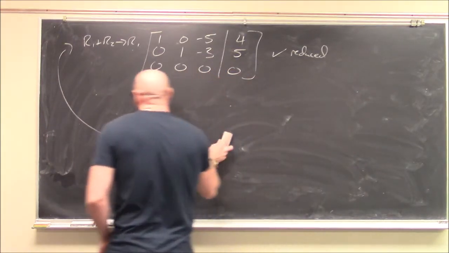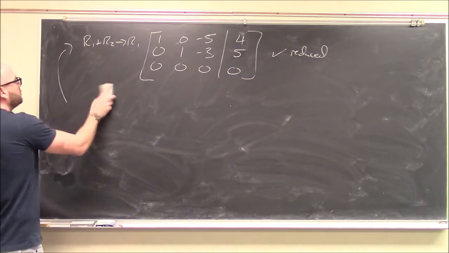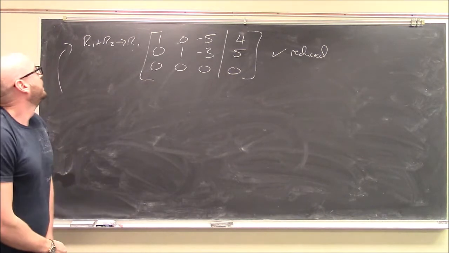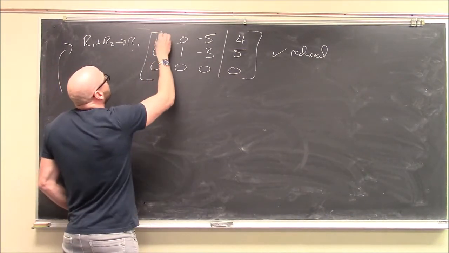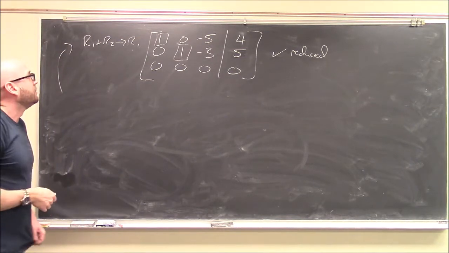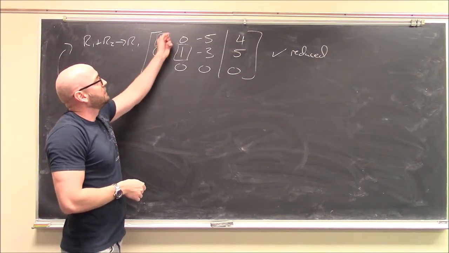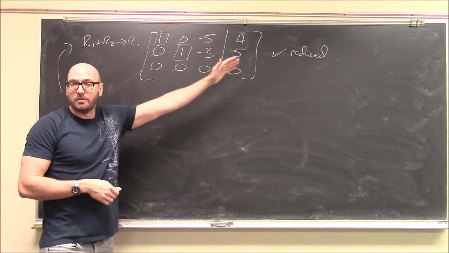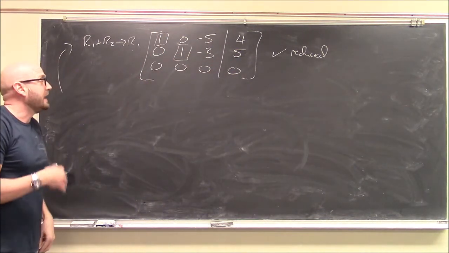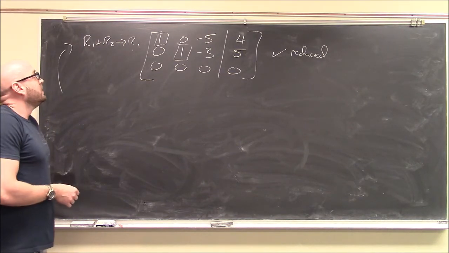Why did I do that? Well, again, because this is the easiest form to read off the solution set. Unfortunately, this is the harder case where my number of leading entries, my number of leading ones, doesn't match the number of columns. I don't have a leading entry in every single column, so what this means is we have infinitely many solutions. So let's write down what they are.